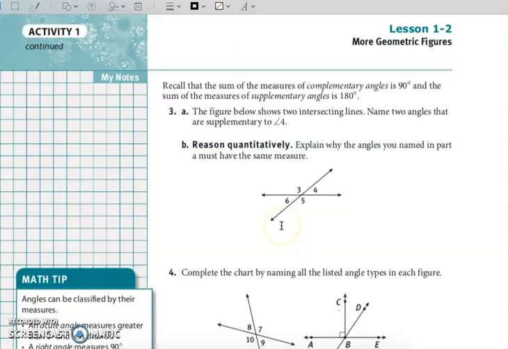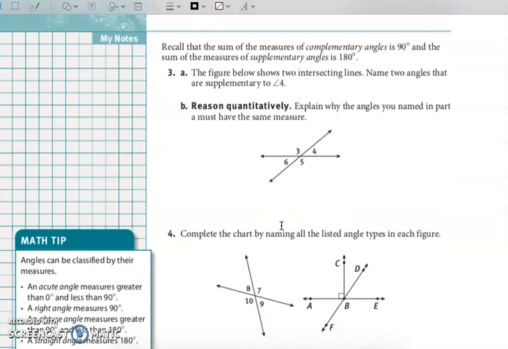So moving on to part 3, it says recall that the sum of the measures of complementary angles is 90 and supplementary is 180, as we just talked about. So this figure right here shows 2 intersecting lines. Name 2 angles that are supplementary to angle 4. Remember, supplementary means they add up to equal 180. So go ahead and pause the video and give some time on that.